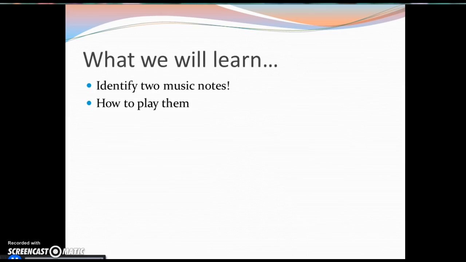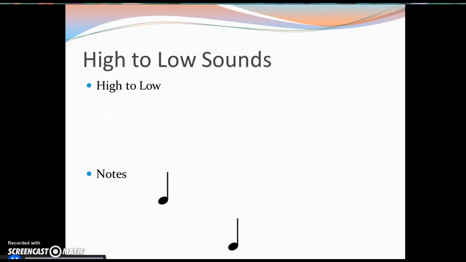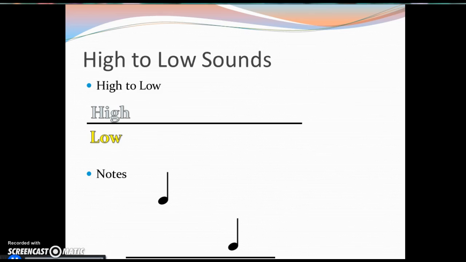What we're going to learn right now is how to identify these two music notes, and later on in the lesson you will learn how to play G and E with Starlight. When we look from high to low sounds, we took that line and placed music notes above the line for high notes and below the line for low notes to make sure that we knew that they were lower. Now when we look at our notes in the bottom part of the screen, we see that we can have notes that are high and then low, or the opposite. They can start low and go high.